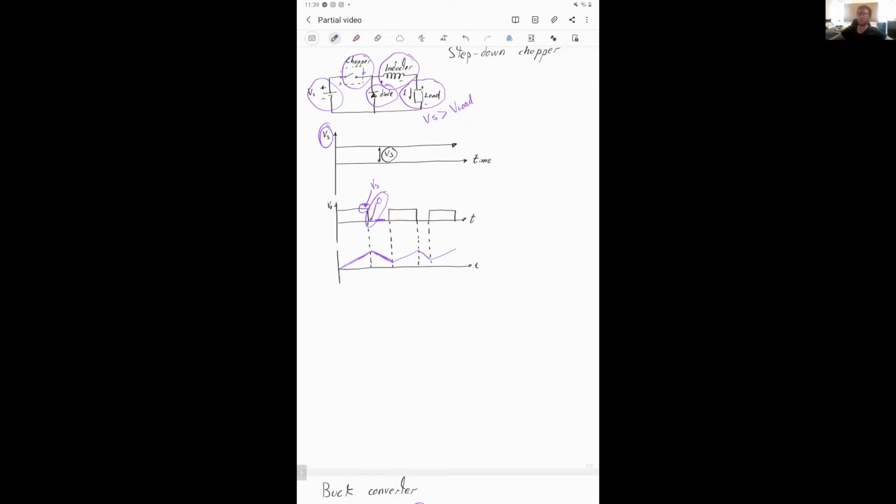Since the inductor cannot discharge all the current at once, it won't reach zero immediately. In some cases, it might reach zero, but it depends on the value of the inductor and the frequency of the chopper.